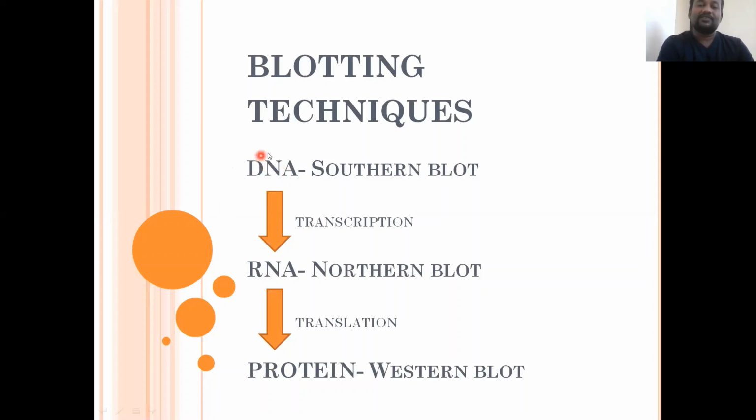So the technique which detects DNA is called the Southern blotting technique. The technique which detects RNA is called the Northern blot technique. Then protein detection is called the Western blot technique. The Southern blot technique was discovered by the scientist Edward M. Southern, so it is named after him. Later on, the RNA detection and protein detection were named Northern blot and Western blot for protein detection.